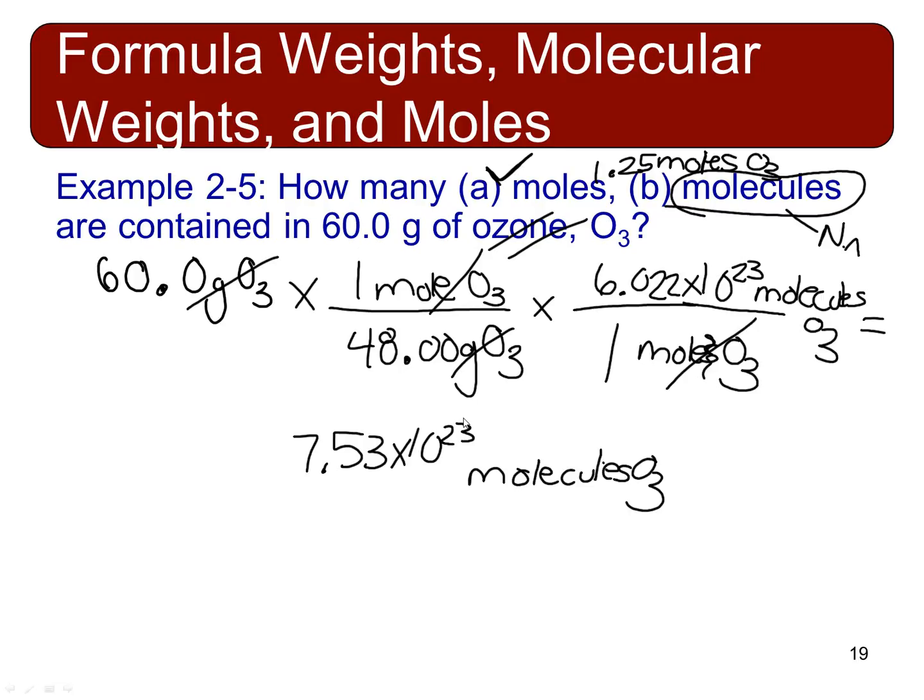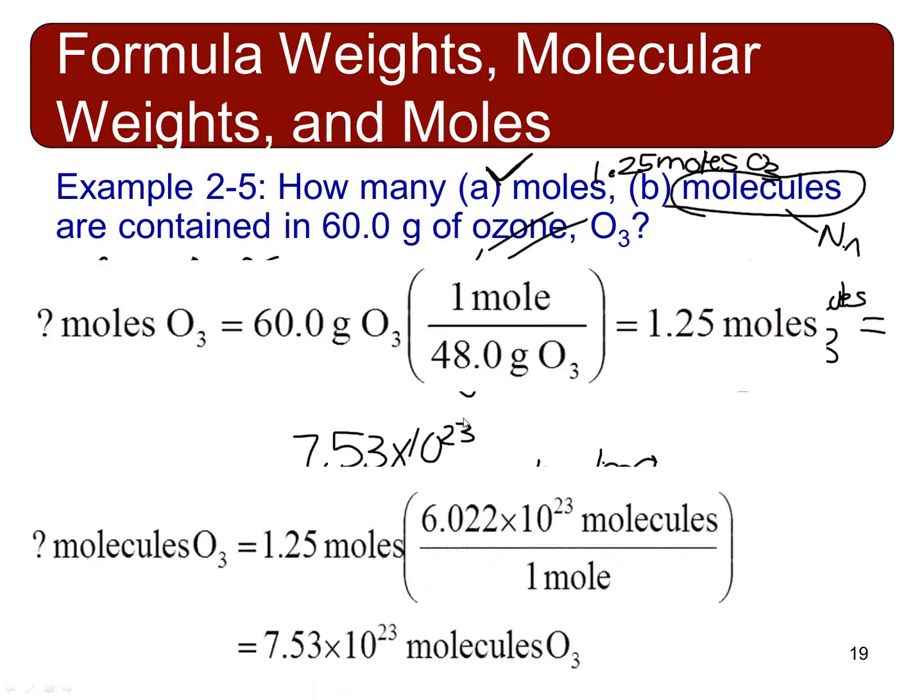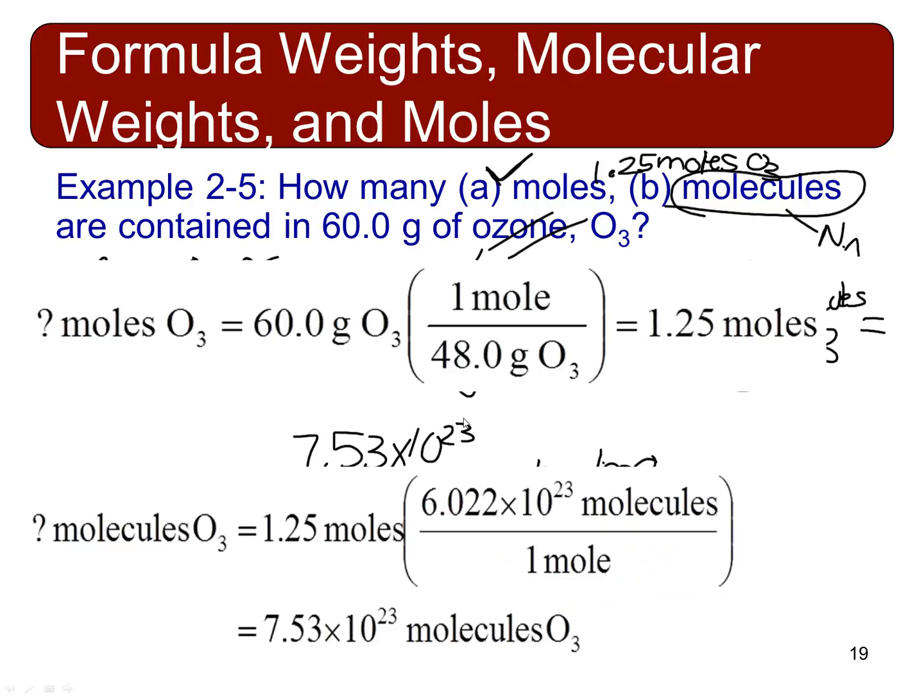Okay, so if you have 60 grams, that's what we would measure out in the lab, which is not really on an industry level, but for here, that's a pretty large amount. So in that 60 grams, you have 7.53 times 10 to the 23rd molecules of ozone. That is obviously a large number contained in that 60 grams. Okay, so you can break it up into 2 parts. That's what was done here. So you found your 1.25 moles and then go from there. So either way that you want to do that.